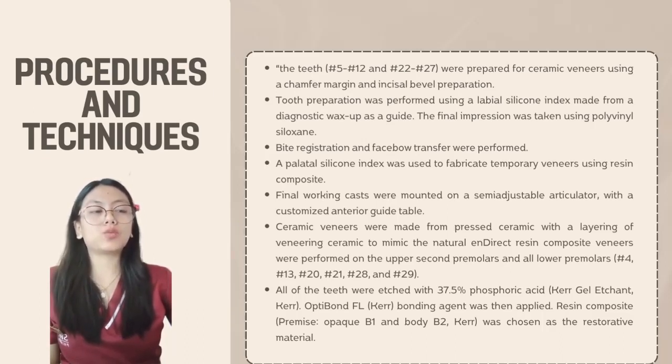Final working casts were mounted on a semi-adjustable articulator with a customized anterior guide table. Ceramic veneers were made from pressed ceramic with a layering of veneering ceramic to mimic the natural teeth. Indirect resin composite veneers were performed on the upper second premolars and all lower premolars, numbers 4, 13, 20, 21, 28, and 29.